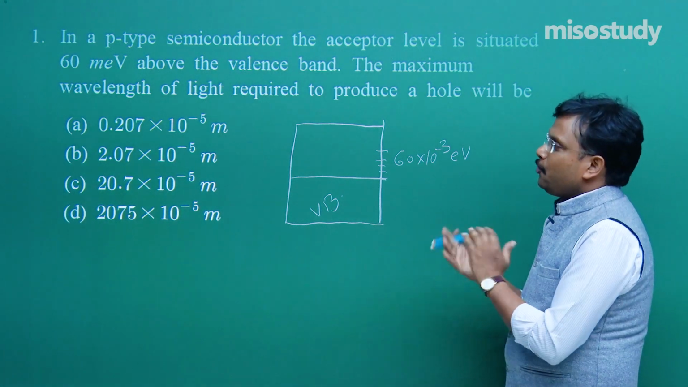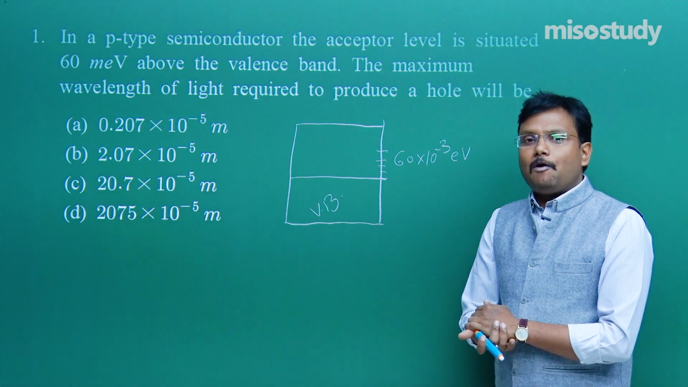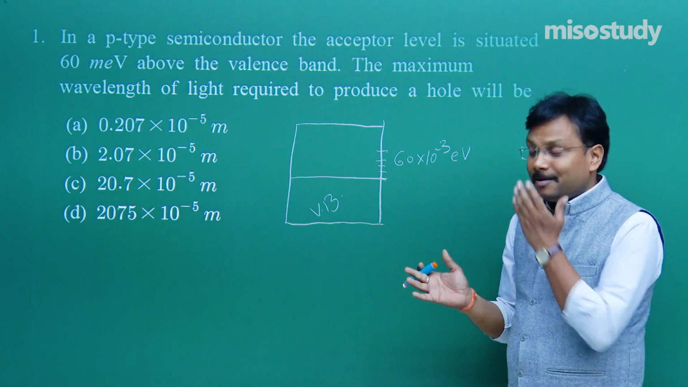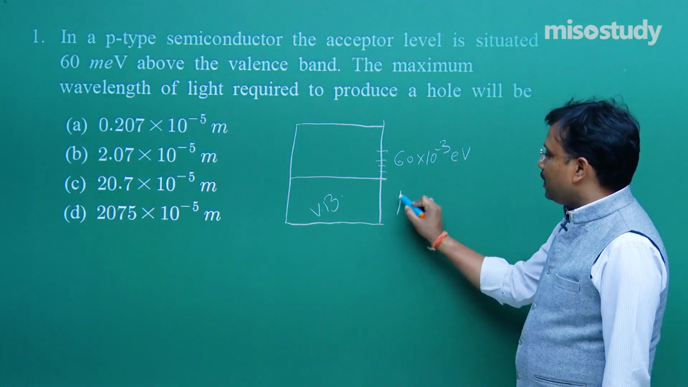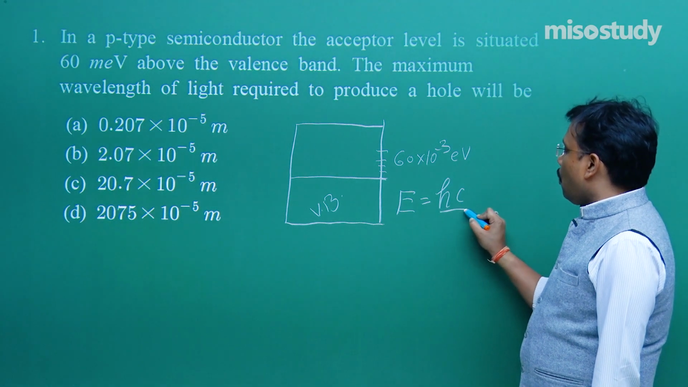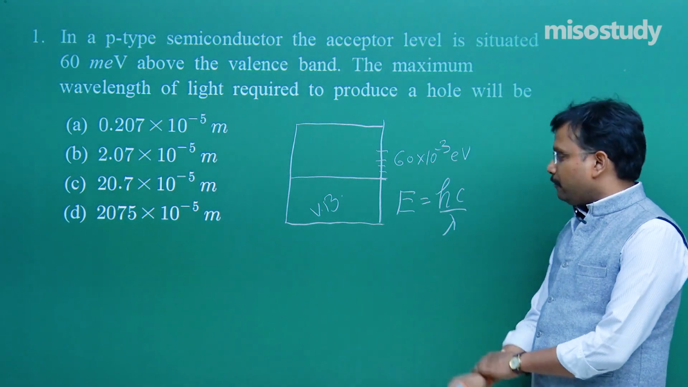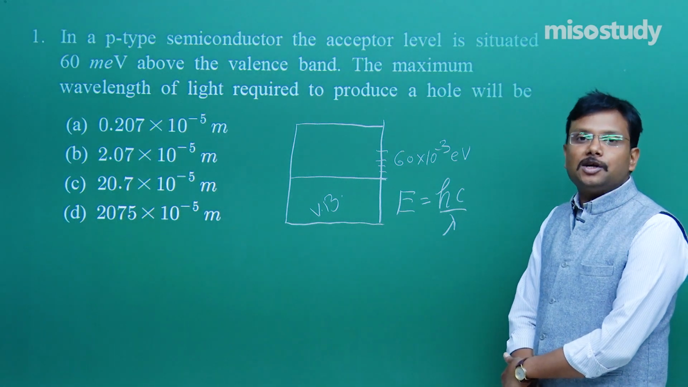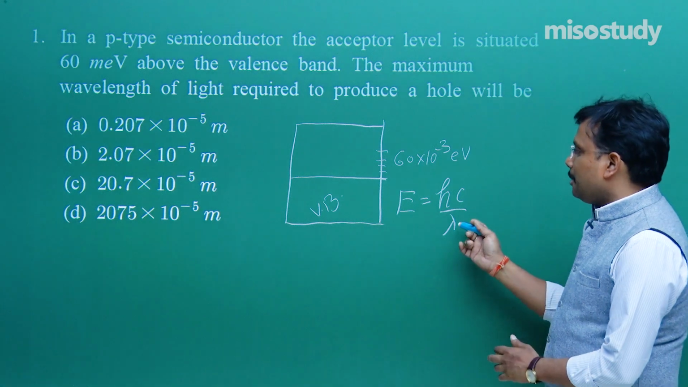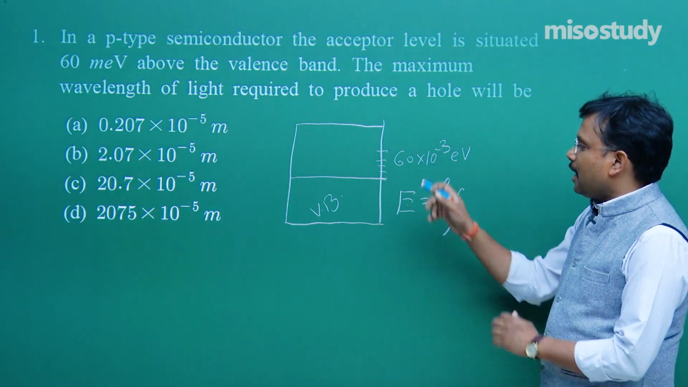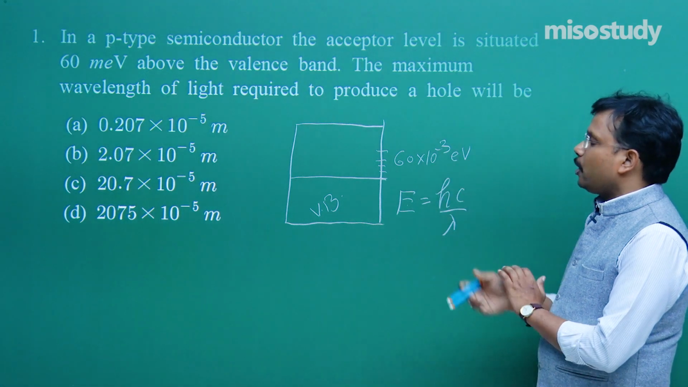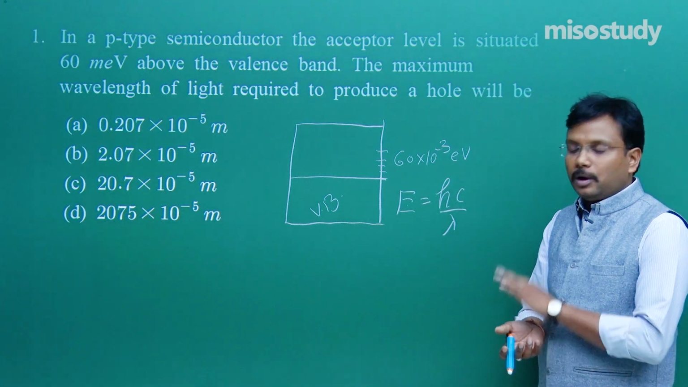So now you can say this question is simple, and the formula that you learned in photoelectric effect, you can apply over here very easily. And what is that formula? That formula is E is equal to hc over lambda. The value of h is 6.63 into 10 to the power minus 34, c is 3 into 10 to the power 8 meter per second, lambda value you have to find, and the E value is 60 into 10 to the power minus 3 into 1.6 into 10 to the power minus 19 coulomb.